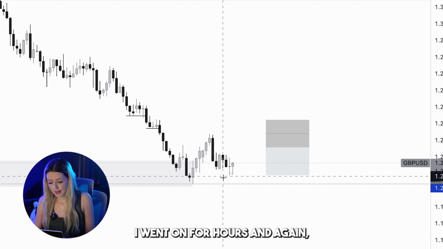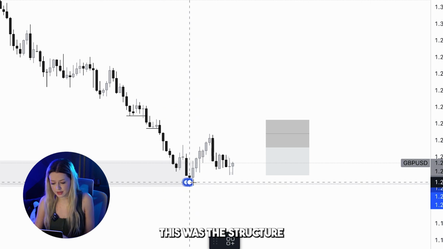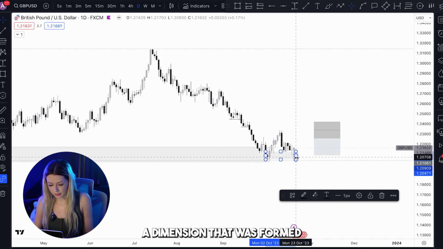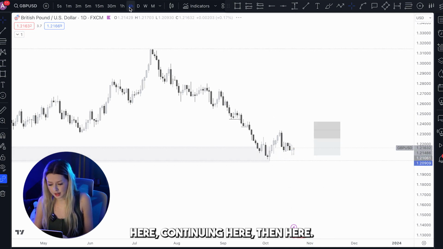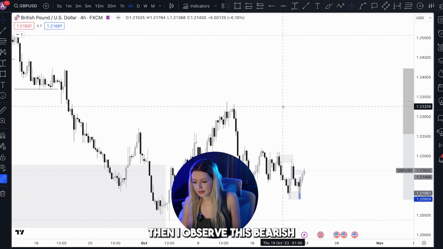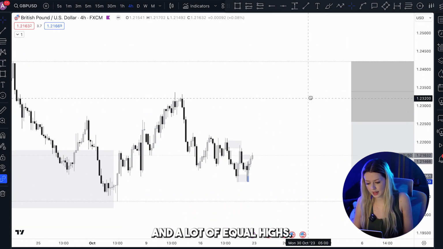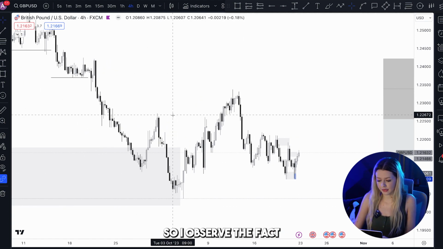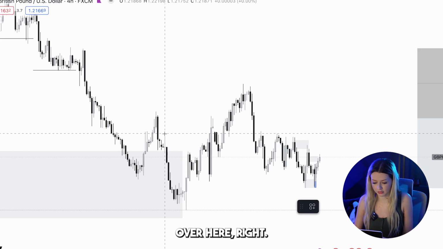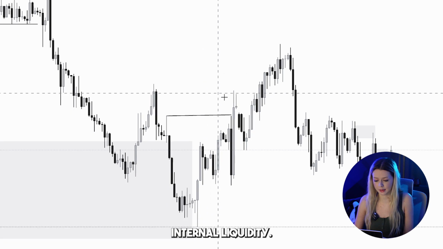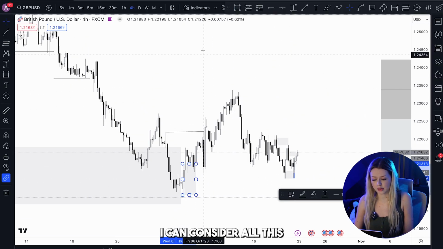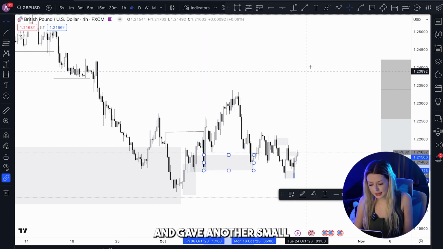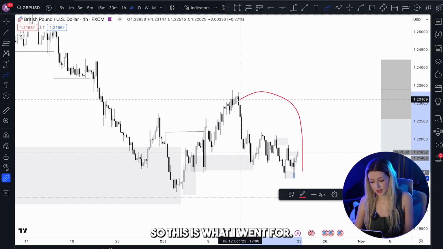I went on 4 hours, and again, you can observe that this was the structure that I observed, right? Change of character over here, a demand chain that was formed. Here, continuing here, then here. Then I observed this bearish leg over here, and a lot of equal highs. Equal highs represent liquidity. So I observed the fact that the market took this internal liquidity over here, right? Because this is considered internal liquidity. Maybe even here, I can consider all this chain internal liquidity, and came back somewhere in the extreme, right? And gave another small bullish reaction. So this is what I went for.